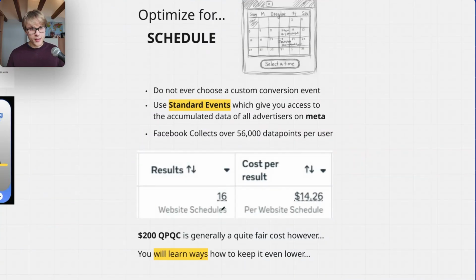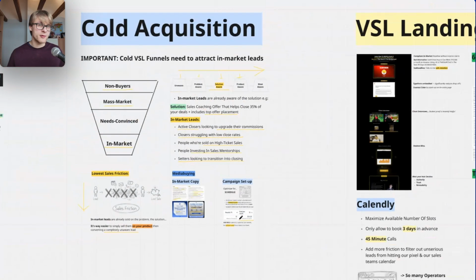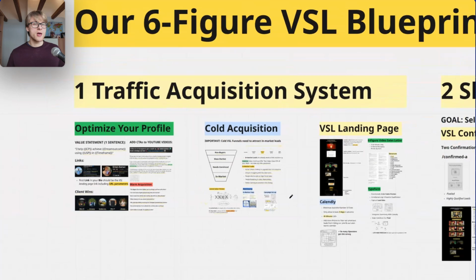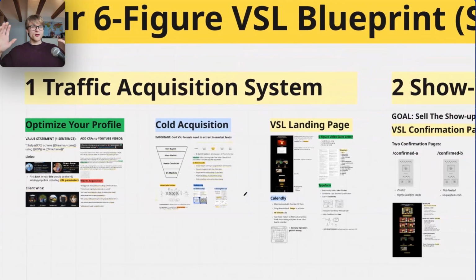Okay. And generally, I want to just make you aware that a $200 cost per qualified call if you're selling a 5K offer is generally quite a fair cost. However, you will learn ways how to keep it even lower. And I won't break this down in this entire video because this is like an entire ads mastery. Maybe I'm going to make another video about this. Well, now we have our entire traffic acquisition system more or less set up. So we already know how to successfully sell the link click and the landing page view.